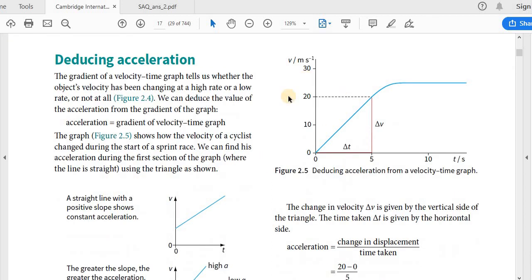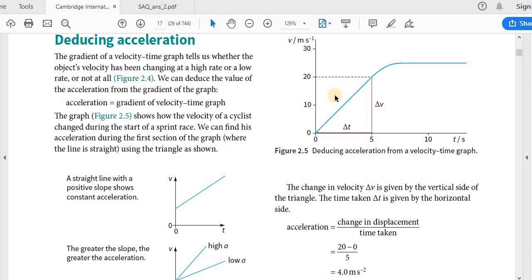Alright, now over here in this graph, from here to here the acceleration is constant. After that what happens? The acceleration decreases and becomes 0. You have to look at the gradient of the graph. Let's find what the constant acceleration is. You can find the gradient of this line, or you can also use the formula. Acceleration is change in velocity over time.